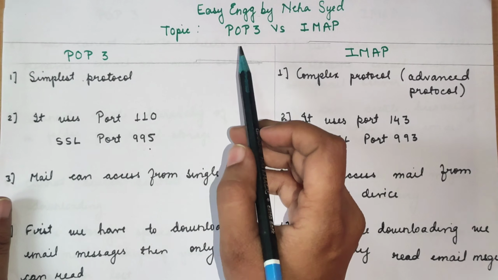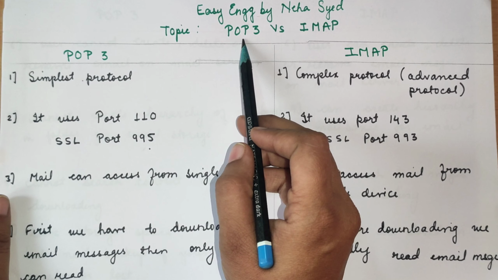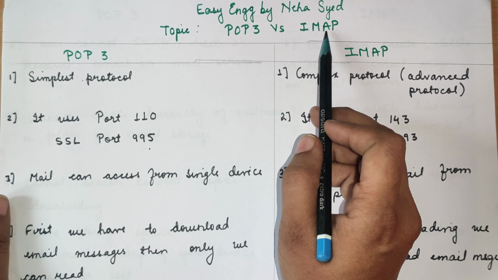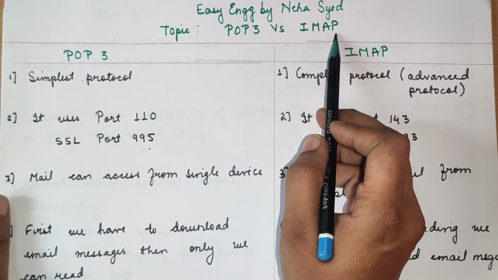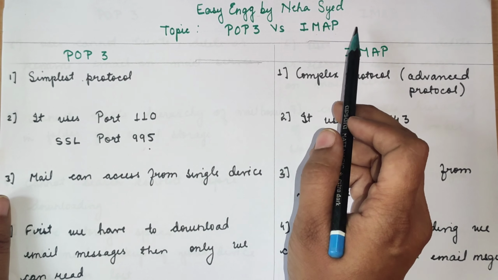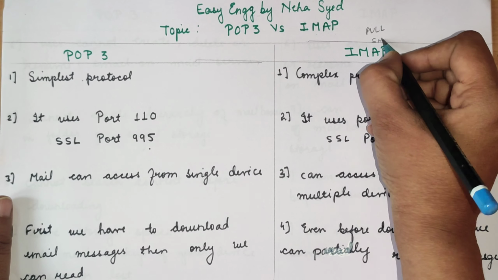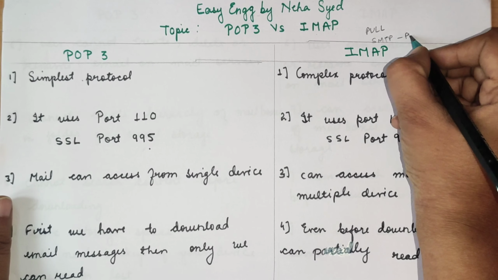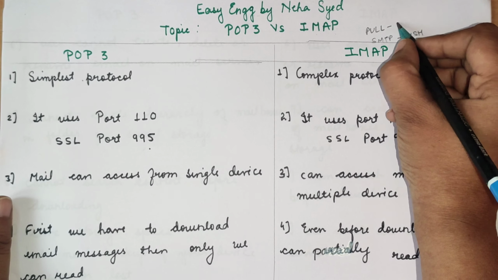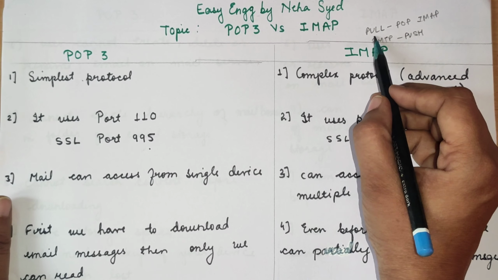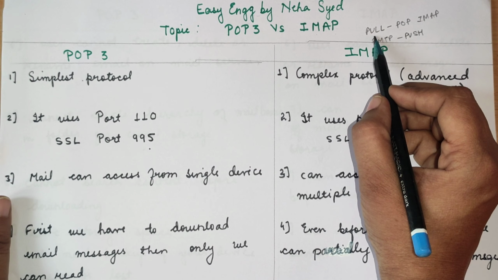In today's video, we are going to see the difference between Post Office Protocol version 3 and IMAP, that is Internet Message Access Protocol. Both protocols are used to receive email messages from the mail server, and both use a pull protocol. SMTP uses a push protocol, whereas both POP and IMAP use a pull protocol, meaning it pulls the messages from the server to the client.